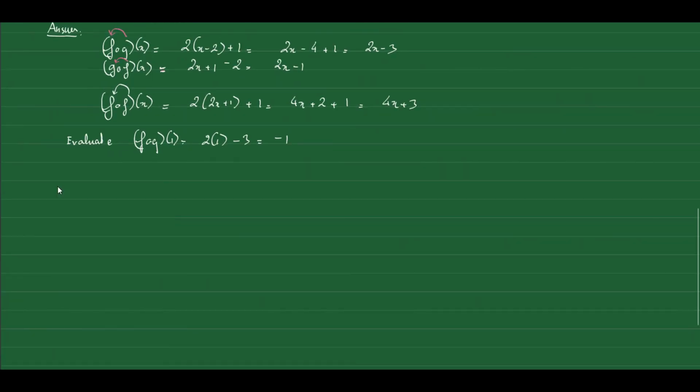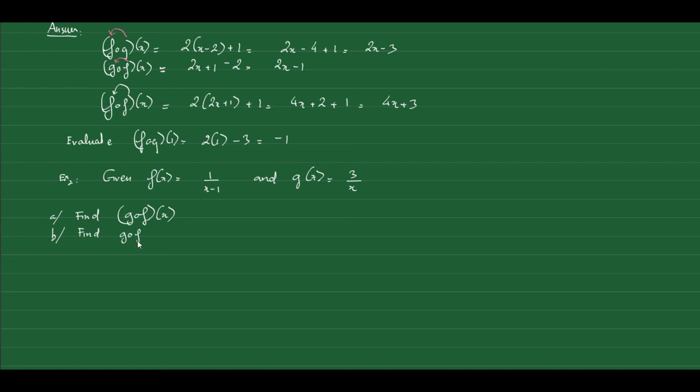Of course, again, some functions are harder than others. For example, in this case, what if I give you the first function as something like this, and the second one is 3 over x, and I want to find g composed with f. Okay, that's part A. In part B, I want you to evaluate g composed with f at 2. Okay, let's see how we do this.